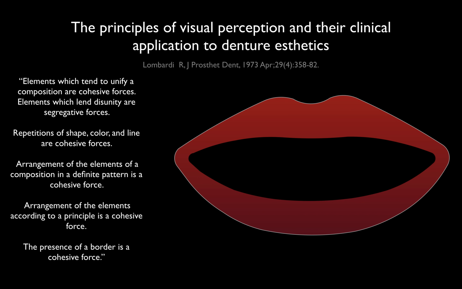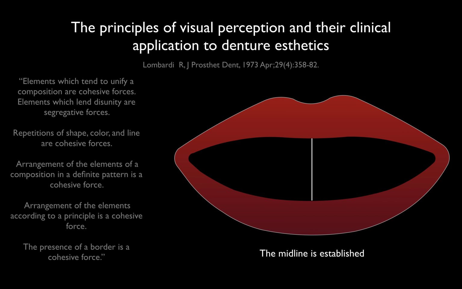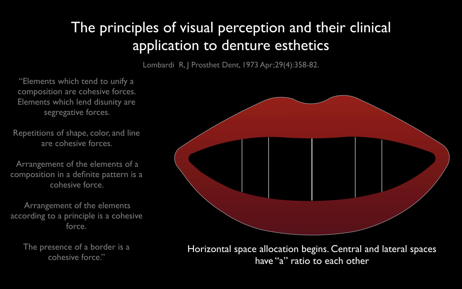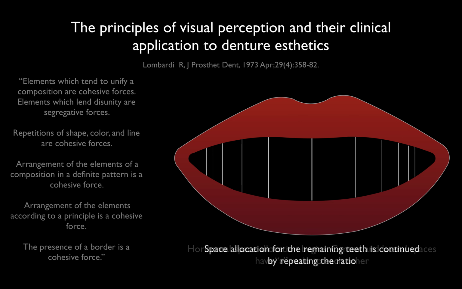In Lombardi's perfect world, we would start aesthetics in denture construction by establishing a midline. Once we've done that, we create horizontal space allocation. Central and lateral spaces are set up. What's important to understand is that there is a ratio of central to lateral, and it may not, again, be the golden proportion. Whatever ratio you create, you need to repeat it as we move distally, so that the same ratio occurs central to lateral, lateral to cuspid, cuspid to bicuspid, and so on.